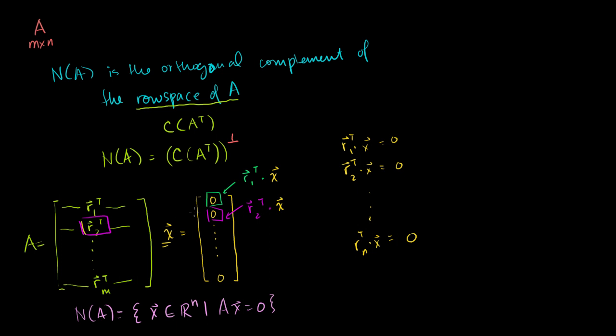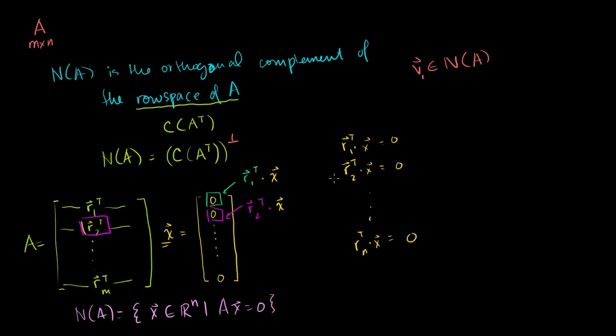So let's think about it. If by definition I give you some vector v, if I were to tell you that v is a member of the null space of A.